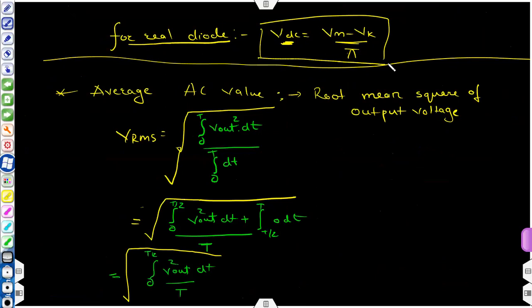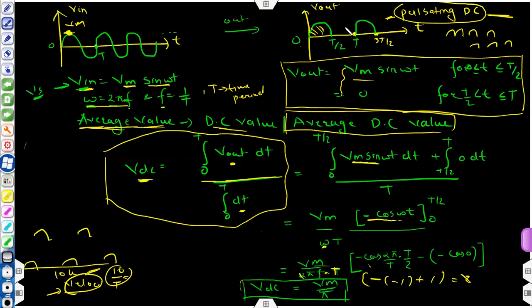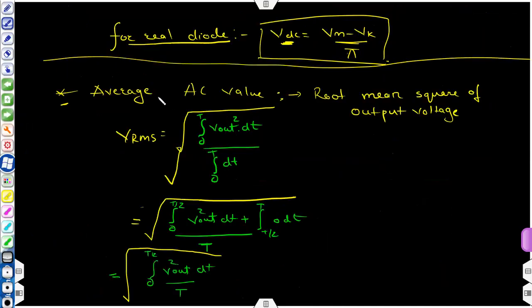The second thing is the average AC value. Obviously, this is an AC wave, so we have calculated the DC value, but it also contains an AC component. The average value of this AC component is given by the root mean square of the output voltage, VRMS. This is the standard formula for calculating RMS.